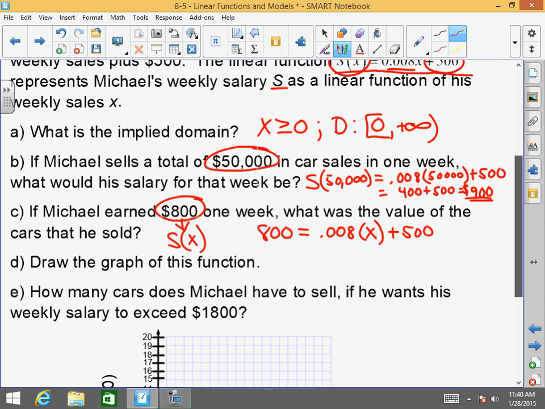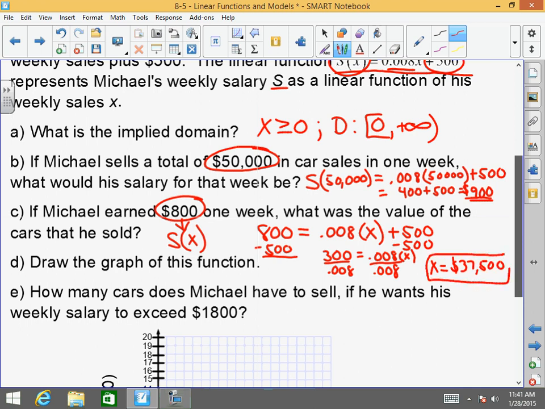$500. So I'm going to subtract 500 from both sides. And that's going to give me 300 equals 0.008x. Divide by 0.008 on both sides. And x will equal, I take 300 divided by 0.008. That gives me $37,500 in sales. That's how much I sold if I earned $800 in this check. Okay?